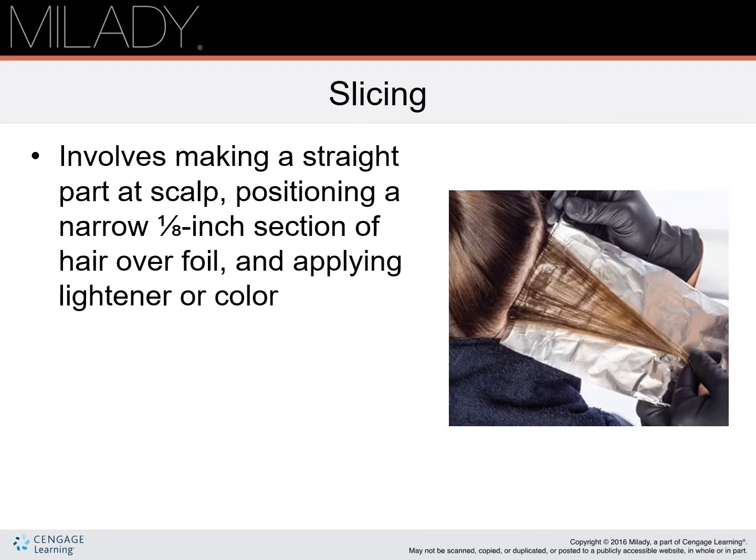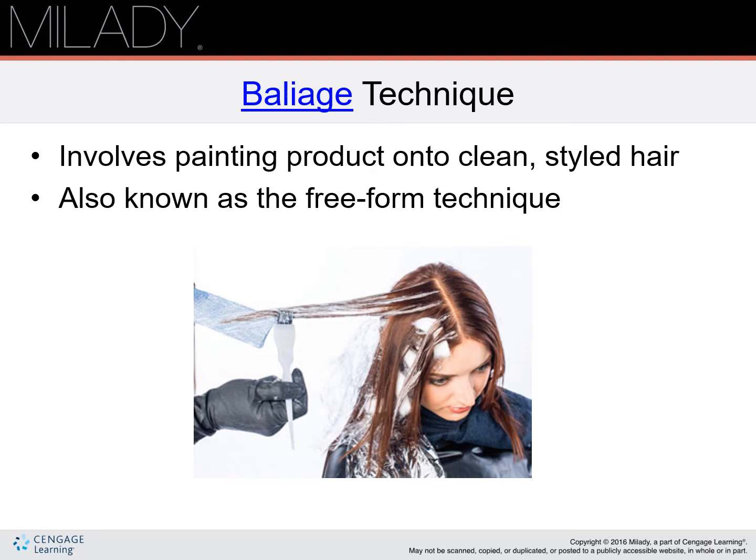So what is slicing? Slicing is taking a narrow 1/8 inch section of hair by making a straight part at the scalp, positioning the hair over the foil, and then you're going to apply that lightener or color. You guys should be very familiar with this. Weaving. Weaving is selecting those strands that are picked up from the narrow section of hair with a zigzag motion of the comb. Then your lightener is going to be applied to those strands.